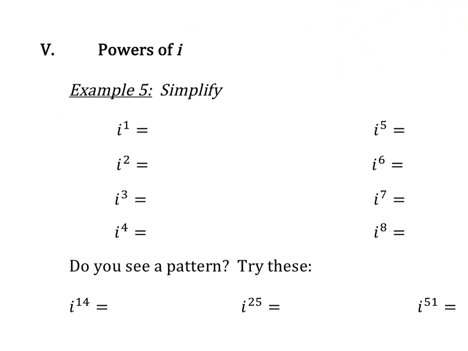Remember, we want to write these in terms of I. So watch what happens here. I to the first is just I. I squared is, what do we say? That was the square root of negative 1 squared. That is worth negative 1, right? I to the third power, well, this is like I squared times I to the first, right? And I squared is just negative 1. So this is negative 1i, or negative I.